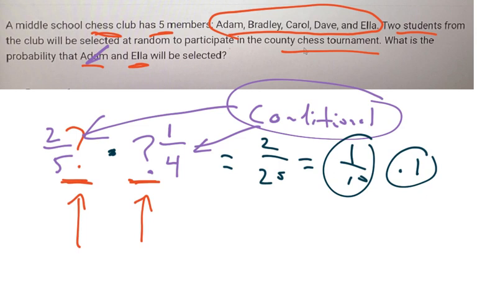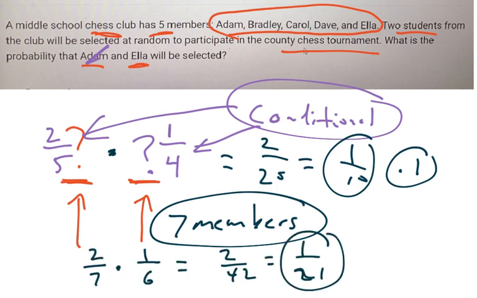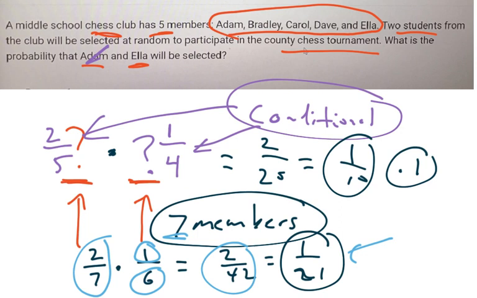or 10% chance. Okay? Now, let's say I told you that there was 7 members. What's the probability for Adam and Ella now? Well, hopefully you understand that the first chance, there's 2 of them out of 7 members now. And then understand that there's only 1 of them left out of 6 members on the second pick. So that works out to be 2 out of 42, which becomes 1 out of 21.